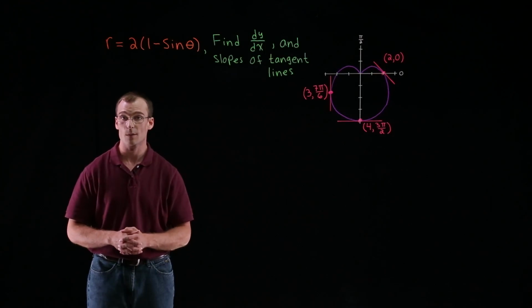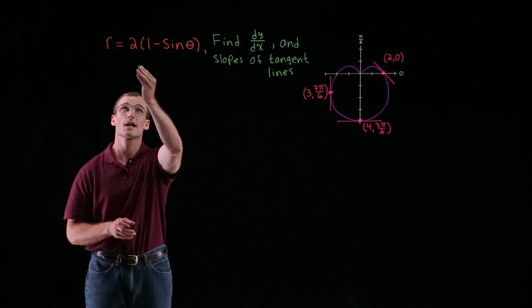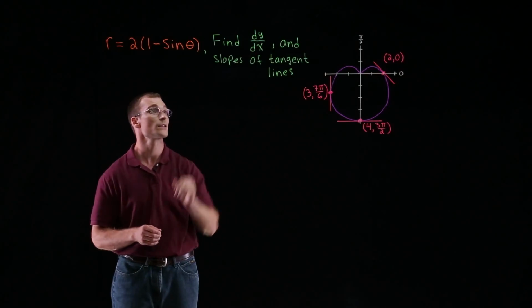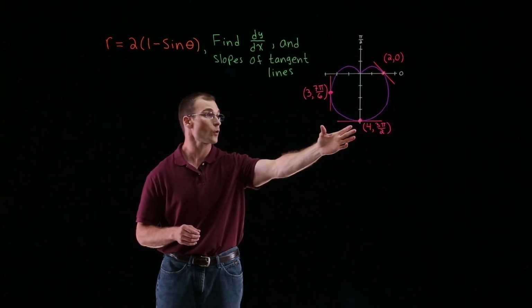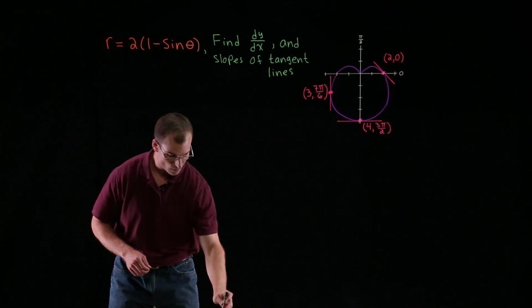Hello everyone, I'm Adam. In this problem, for the curve given by our polar equation, r equals 2 times 1 minus sine of theta, we're going to be finding our derivative, dy/dx, and then the slopes of the tangent lines at these points on our curve over here. So let's start by finding our derivative.